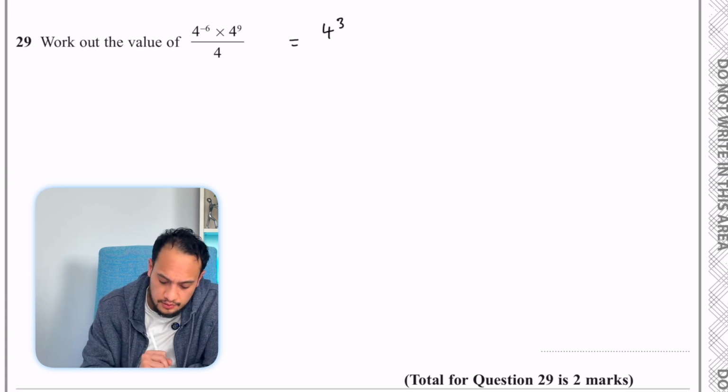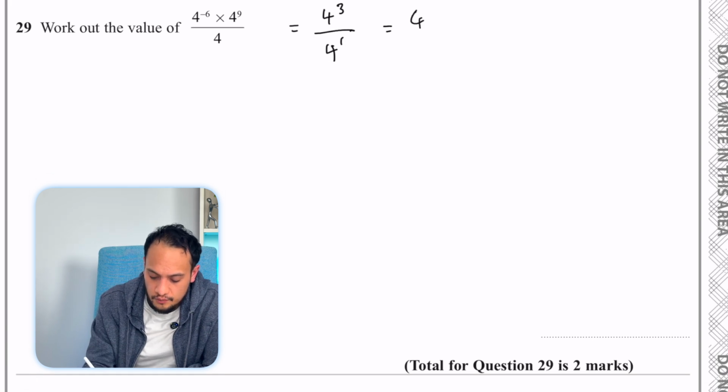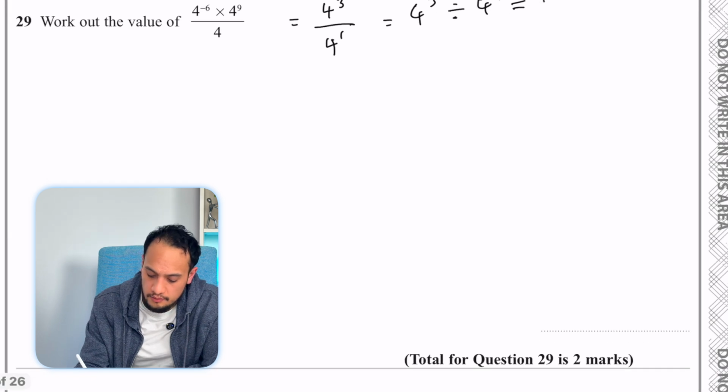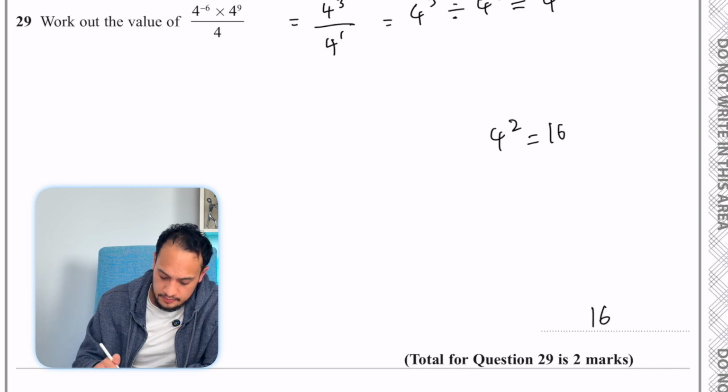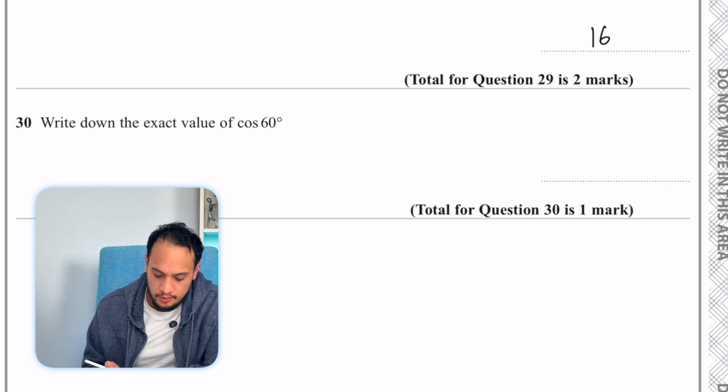So we've got 4 to the 3, and then we're dividing by 4, but it's 4 to the 1, because we've got a fraction, we're dividing. So that's the same as 4 to the 3 divided by 4 to the 1. We use our second law, so we minus the indices. So 3 minus 1 is 2. So we've got 4 squared. Now we know 4 squared equals 16. So that's 16.